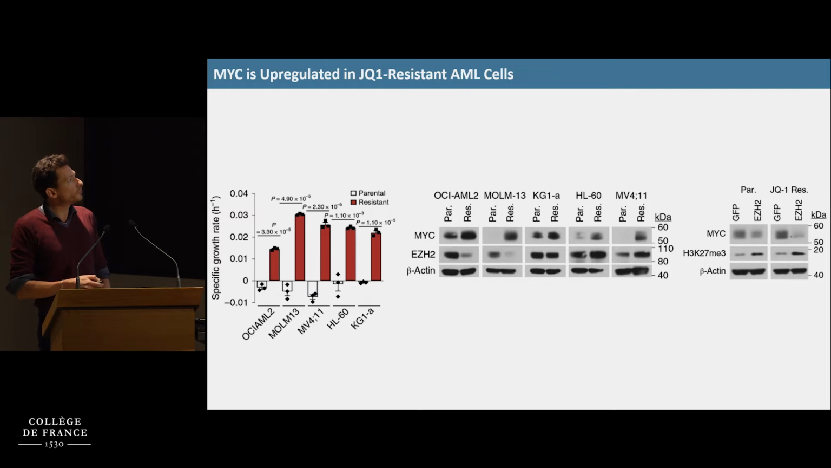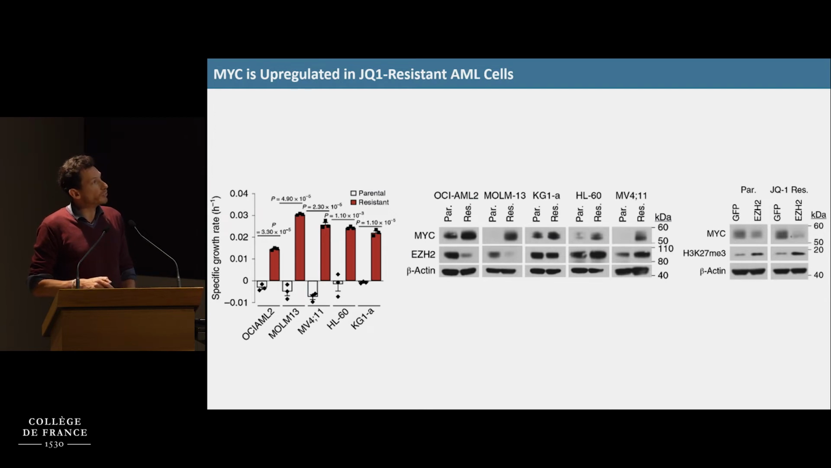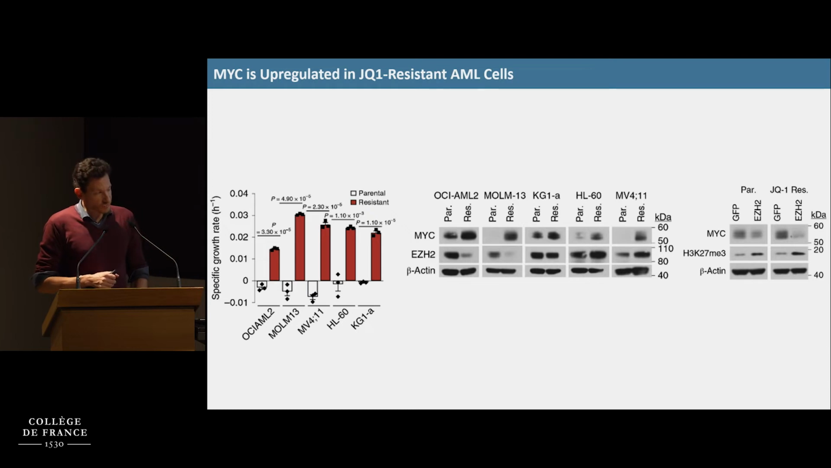Interestingly, we also found that across the 5 different models tested, there was a decrease in the expression of EZH2, consistent with our previous observation that the suppression of the PRC2 complex could repress MYC expression. To confirm this observation, we introduced EZH2 in JQ1 resistant cells and indeed confirmed that this was sufficient to repress MYC expression.